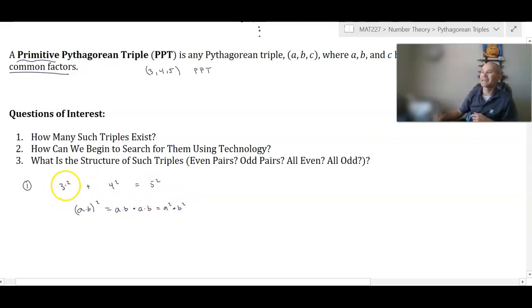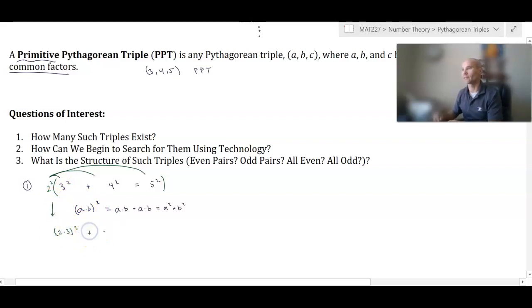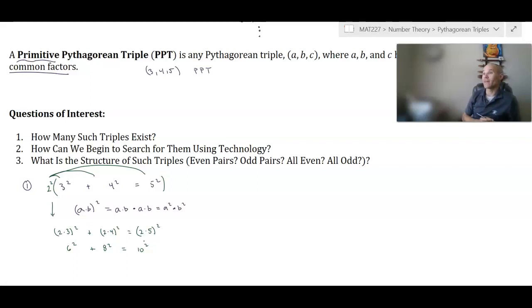That's going to be helpful because if I take any number and multiply both sides by it such that it can be written as an integer squared. So for example, let's say that I multiply both sides of this equation by, let's pick 2 squared. I distribute this to all three terms, and I get 2 squared times 3 squared. Well, by this property, the product of squares is the square of the product. So I can write this as 2 times 3 quantity squared plus 2 times 4 quantity squared equals 2 times 5 quantity squared. And now I've just generated 6 squared plus 8 squared equals 10 squared. You can verify that 6 squared plus 8 squared gives you 100, and 10 squared also gives you 100. So we have found another one.